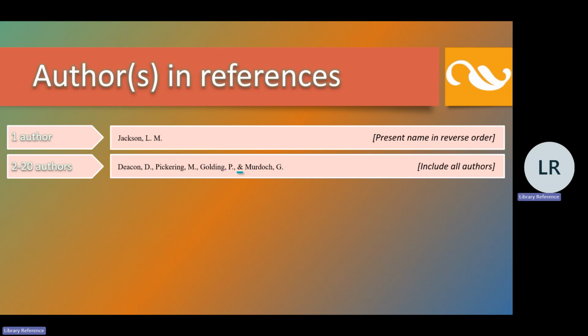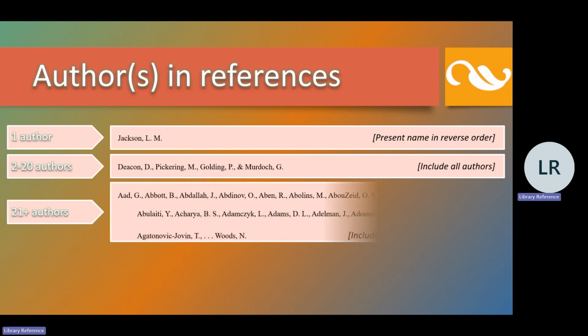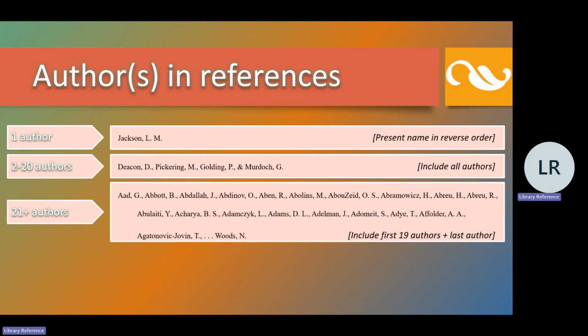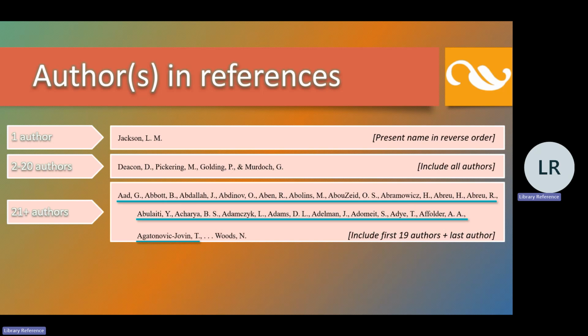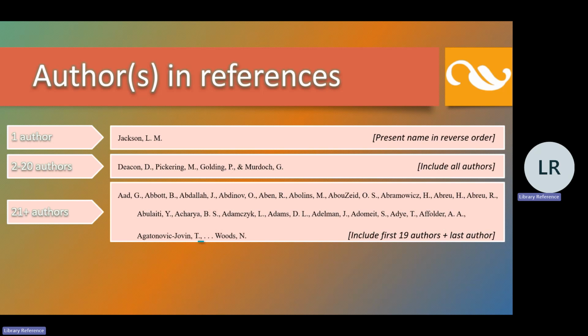Now, what happens if we have more than 20 authors? In that case, APA says that we should include the first 19 names listed on the source. So what is underlined on your screen are the first 19 authors of an article, presented in reverse order, separated with commas, as we mentioned earlier. After the 19th name, we have a comma and 3 ellipsis points, and we finish up with the last author.